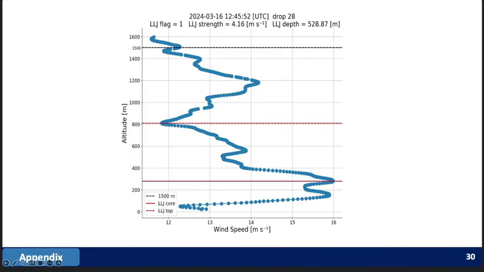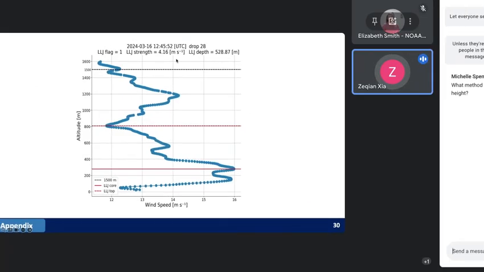We had a question online. Yeah, sure. From Michelle Swinzer. She asked about the method. How are you estimating boundary layer height? What method? Oh yeah, that's a very good question too.